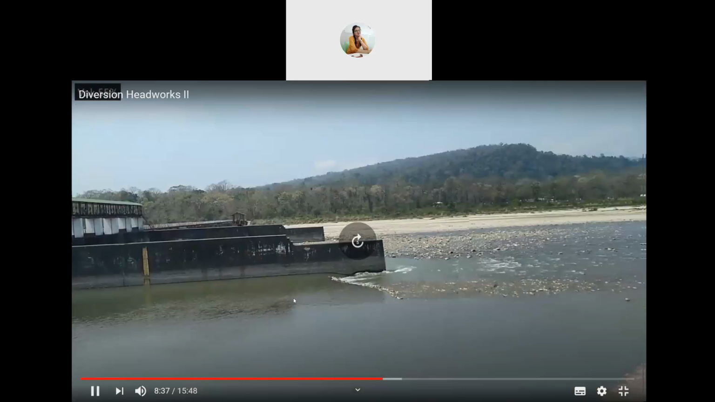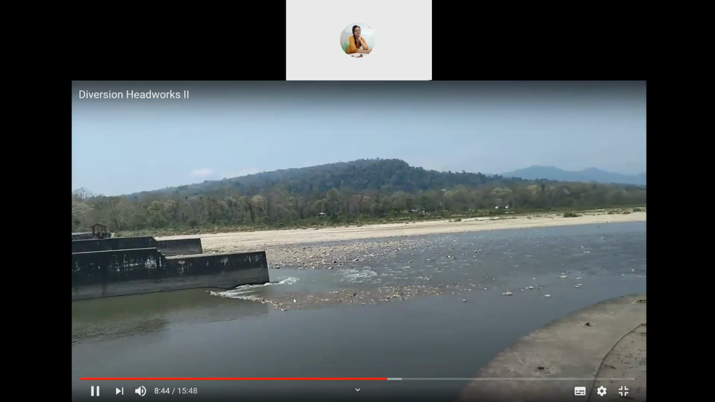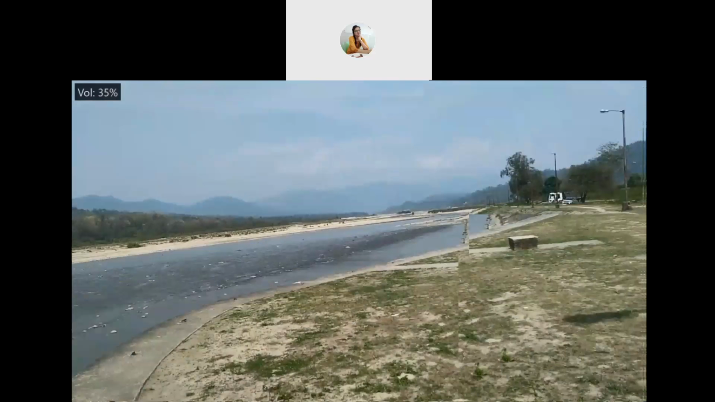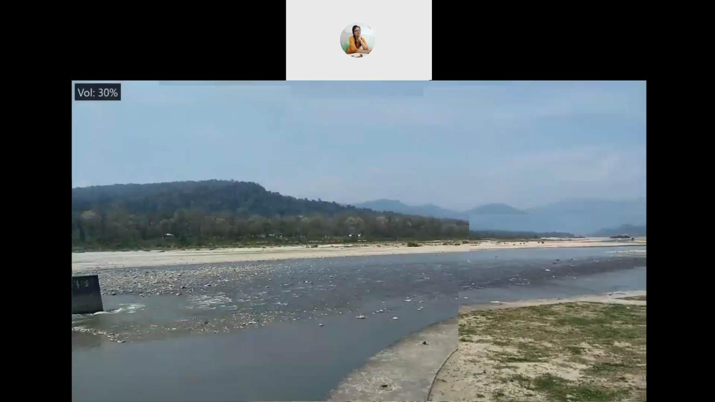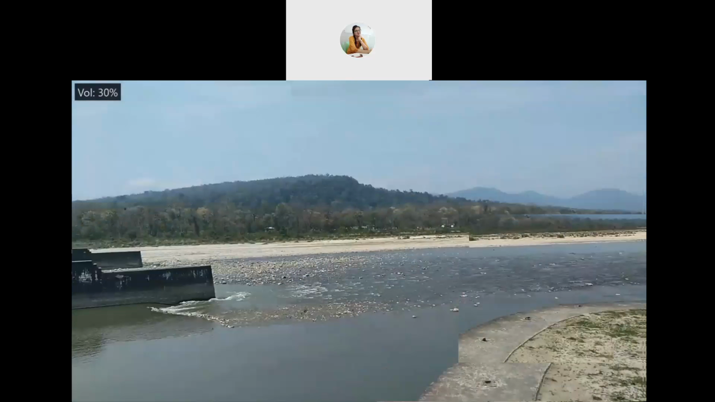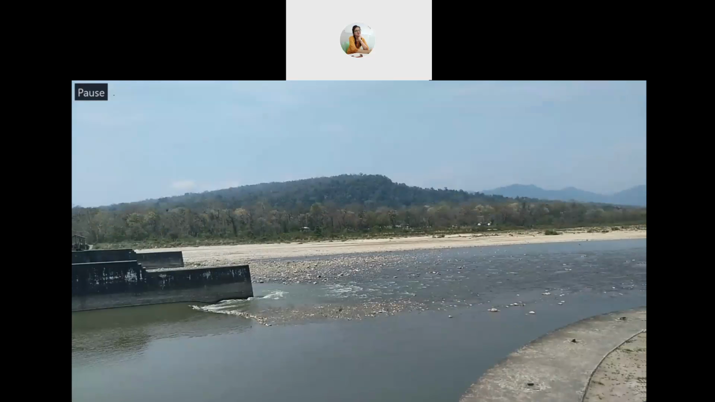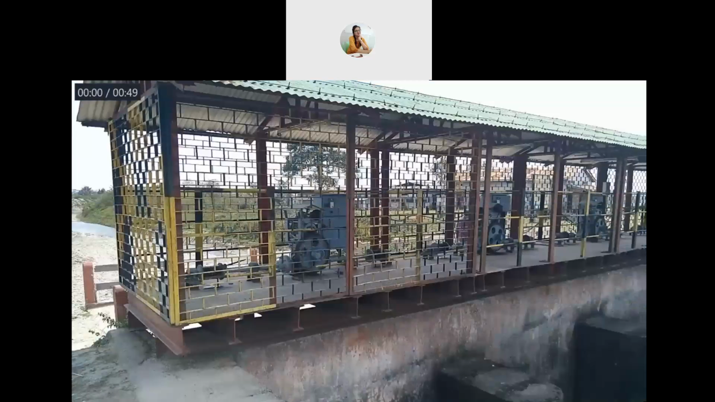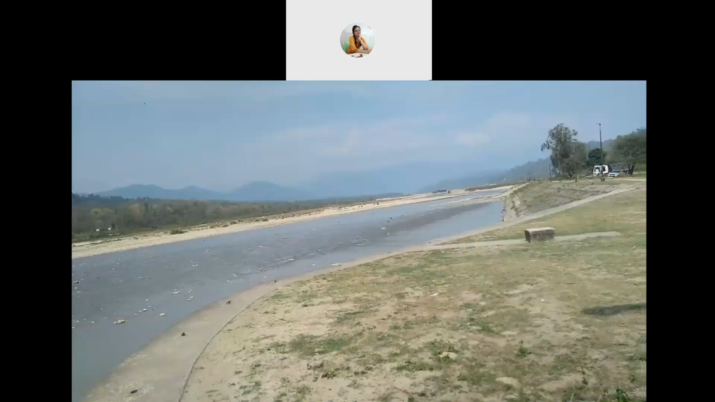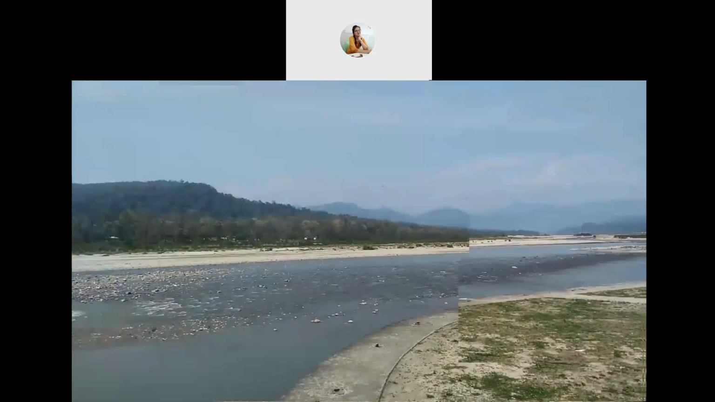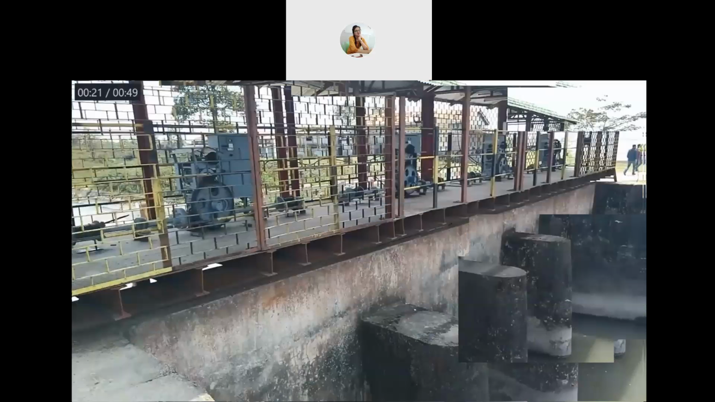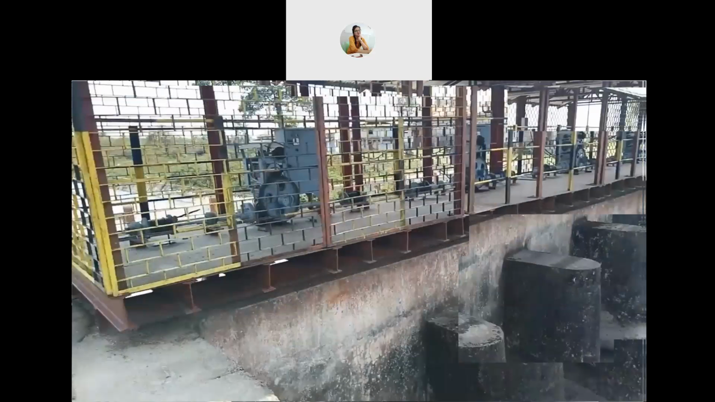As you can see here, I was standing on the guide bank, or that embankment. This guide bank goes like this to a large distance upstream. And this is the head regulator. There is a small bridge to cross to the other side.